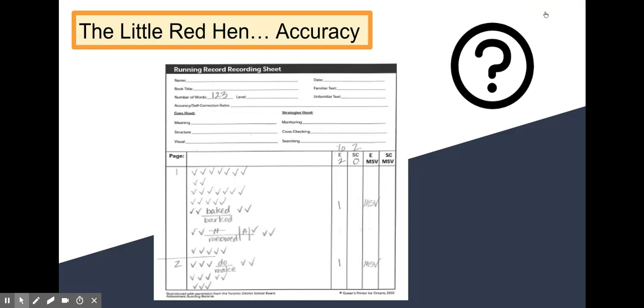In the Put It Together section, there were 123 words read, and there were 6 errors. So, to figure out the accuracy percentage, we take the number of running words, 123, minus the number of errors, 6. We get 117, the number of words read accurately. We divide that by the total number of words read to get the percentage. So 117 divided by 123 times 100 equals 95. The accuracy percentage was 95%. This was easy, independent reading.